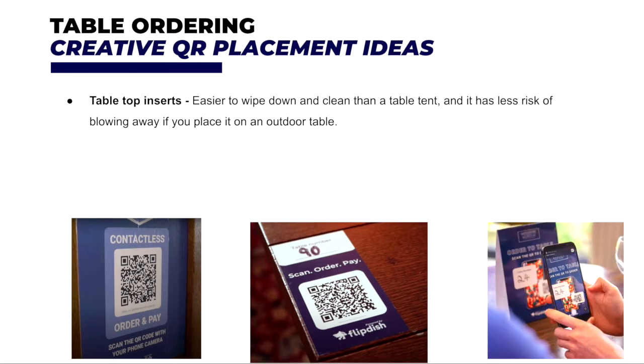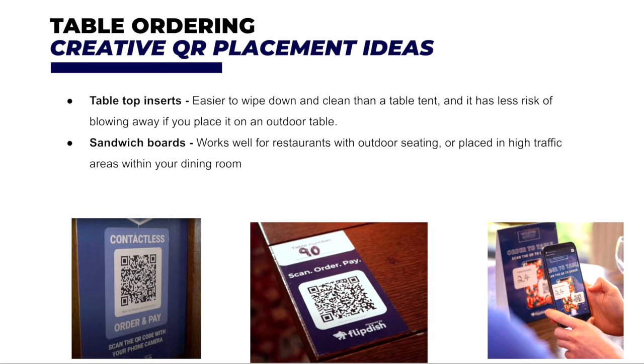You could also try putting QR codes inside tabletop inserts. These are much easier to wipe down and clean than a table tent, and it has less risk of blowing away if you place it on an outdoor table. You could also try placing your QR code on a sandwich board. This works really well for restaurants with outdoor seating or placed in a high traffic area within your dining room.